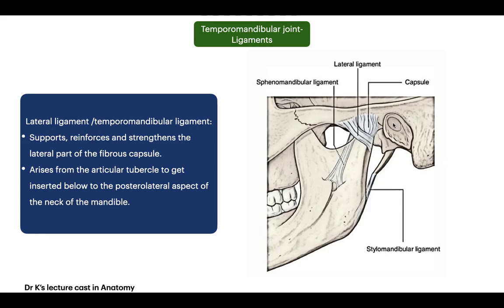Lateral ligament, see, it runs laterally, gets attached to the lateral aspect of the mandible, and it supports and strengthens the lateral compartment of the joint. So this arises from the articular tubercle to get inserted below to the posterolateral aspect, the posterior aspect of the mandible, and laterally, the posterolateral aspect of the neck of the mandible.